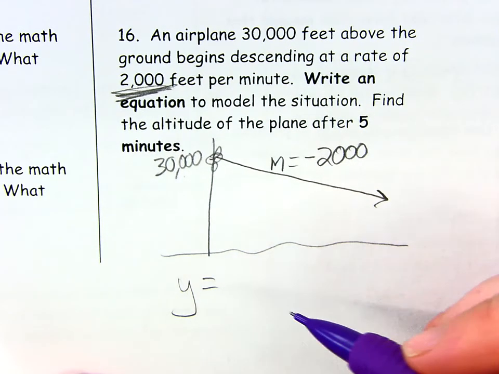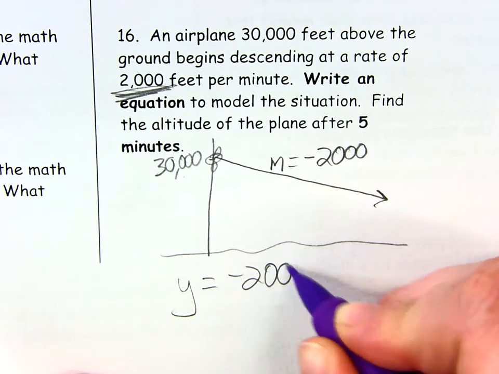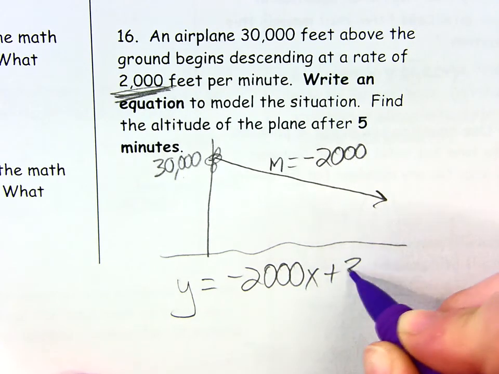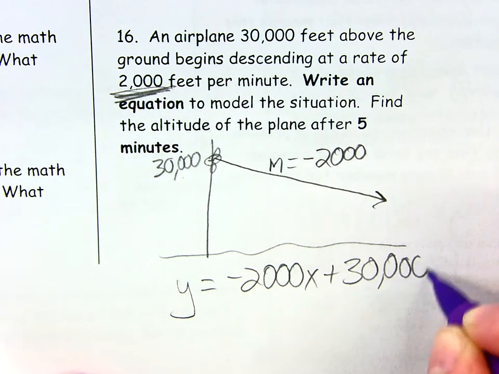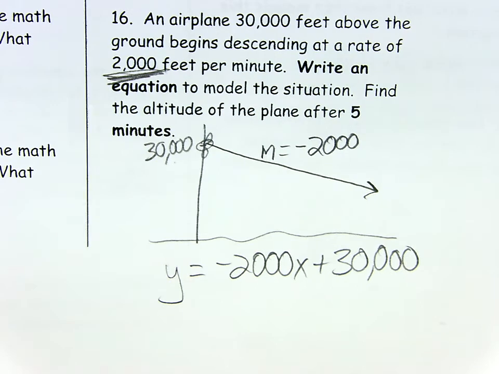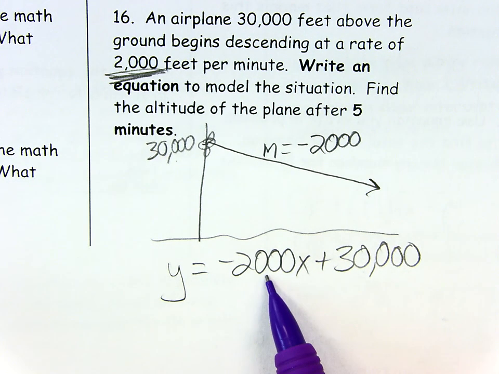Y equals... correct. That's what my equation looks like in slope-intercept form. I started at 30,000 and I'm going to drop 2,000 feet a minute.